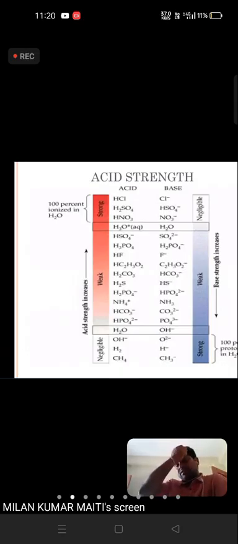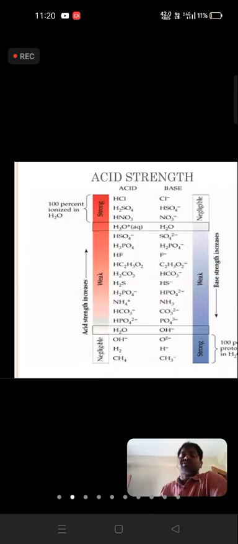Next one, where we can simply describe that substances which are strongly acidic in nature have a weak conjugate base.